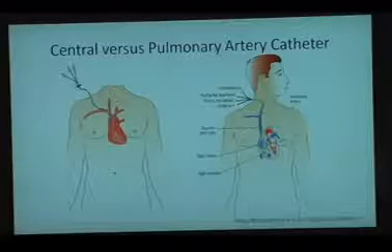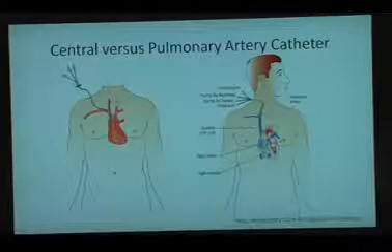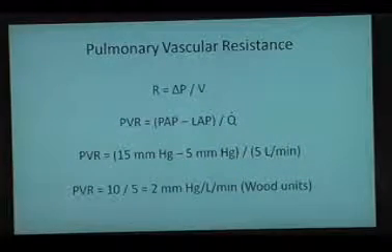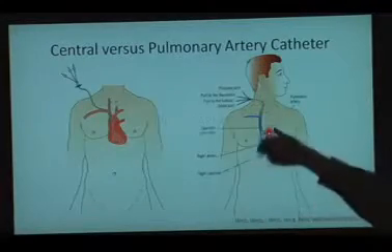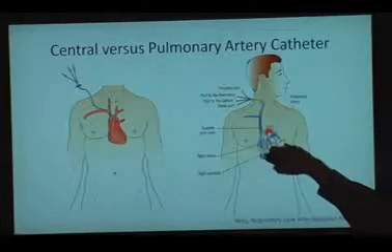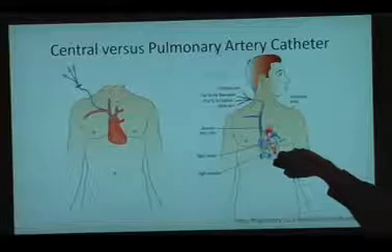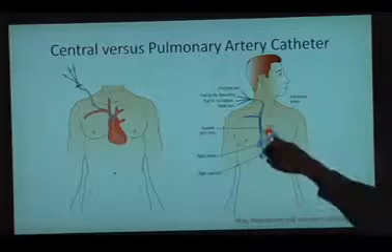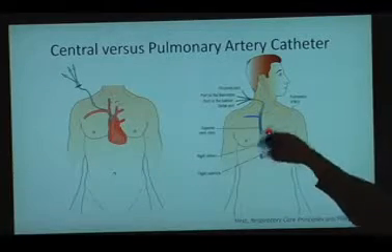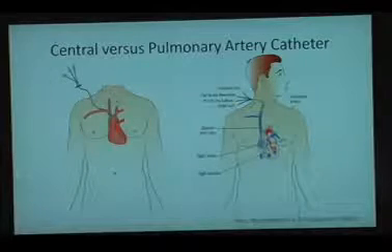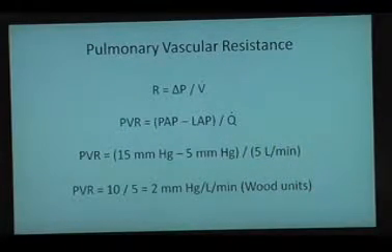And then when the balloon on the catheter is inflated and the catheter moves out into a wedge position, we can measure left atrial pressure. So if we want to measure the pulmonary vascular resistance, we need a pulmonary artery catheter, so we can measure pulmonary artery pressure, and we can measure wedge pressure or left atrial pressure, and we can also, with the pulmonary artery catheter, as we'll talk about in a minute, measure blood flow or cardiac output, and we can get all of the components of pulmonary vascular resistance.